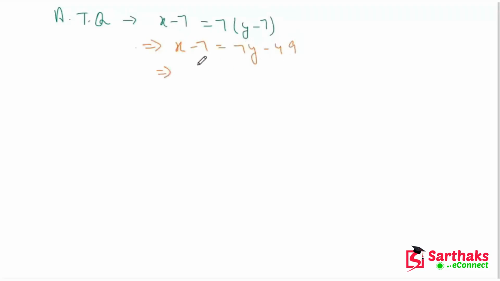Okay. Now it becomes x minus 7y is equal to minus 42. This is equation 1. Okay. This is our equation 1.